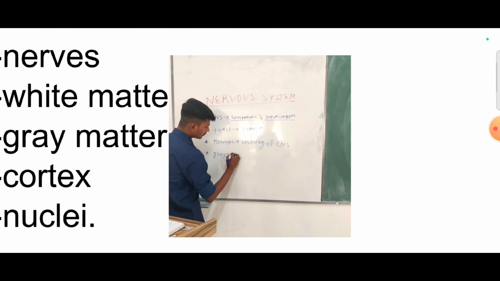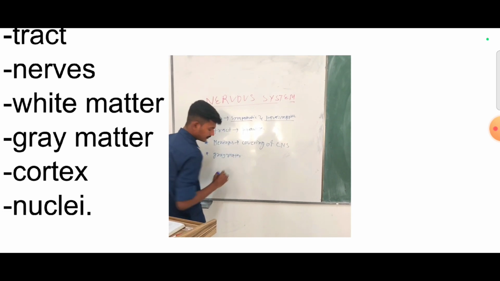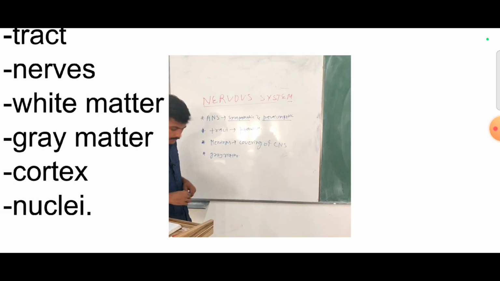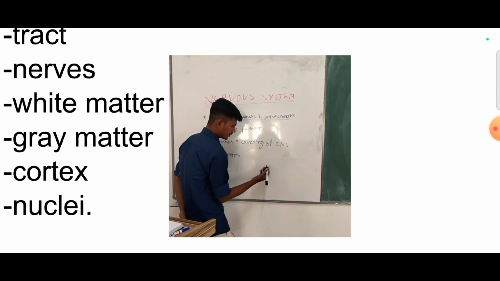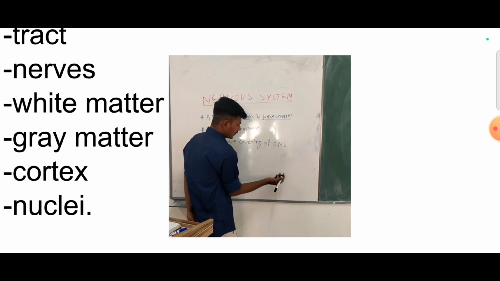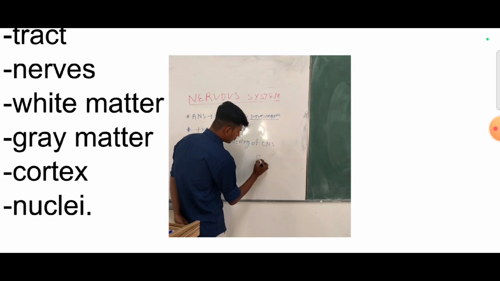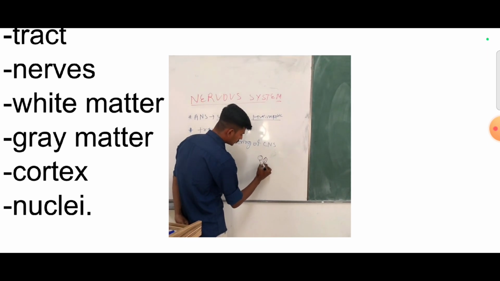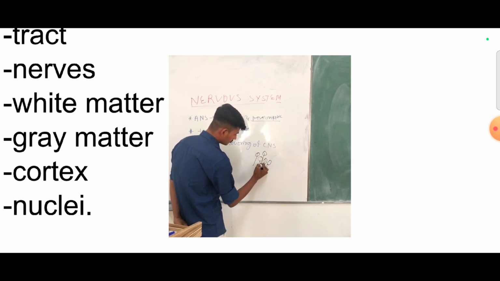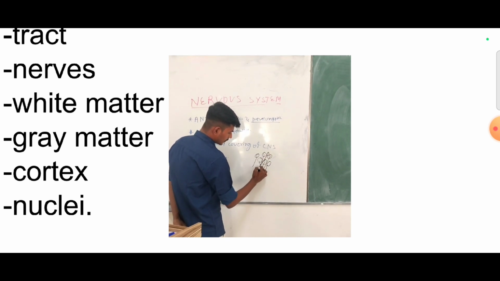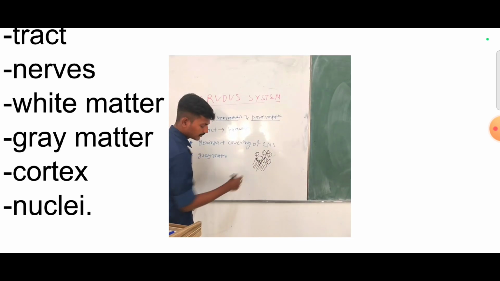Okay, gray matter. To make you understand the gray matter, first see the pictures, the diagrams. If I draw a rough diagram of the neurons, these are the collection of neurons.